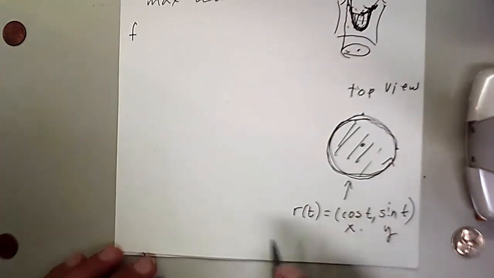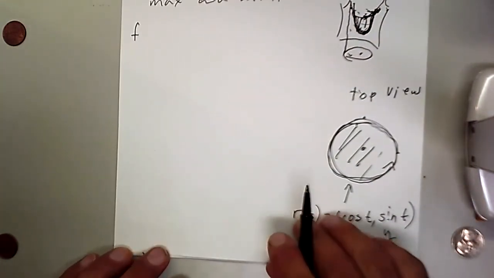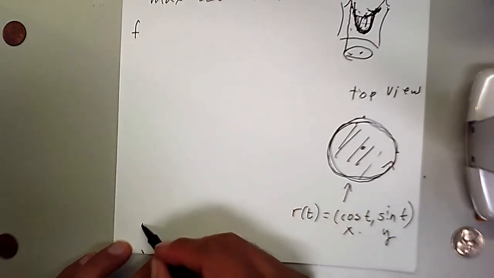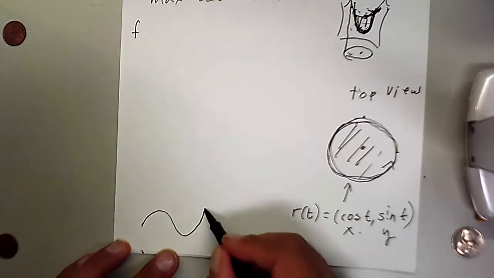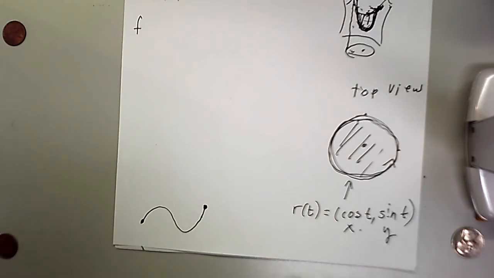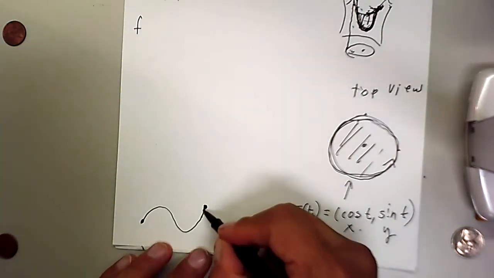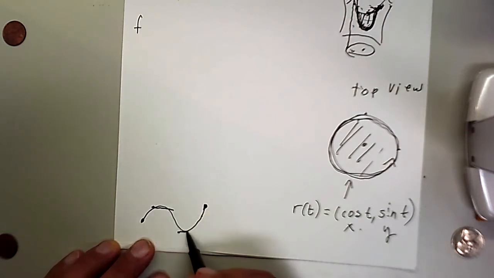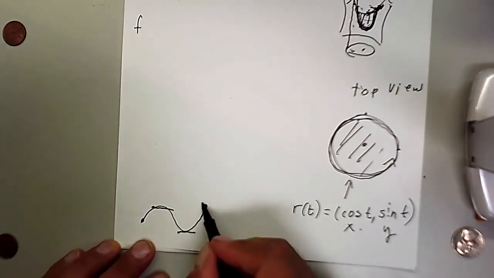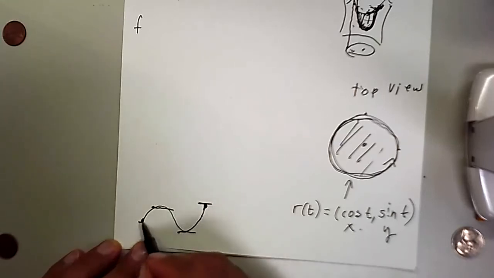Remember in Calc 1, if you have a closed interval domain, something like this, so it starts at a point and ends at a point, and you want to find the absolute maximum or minimum, what we find is the critical numbers, see what happens there, and then we find the outputs at the extreme values.